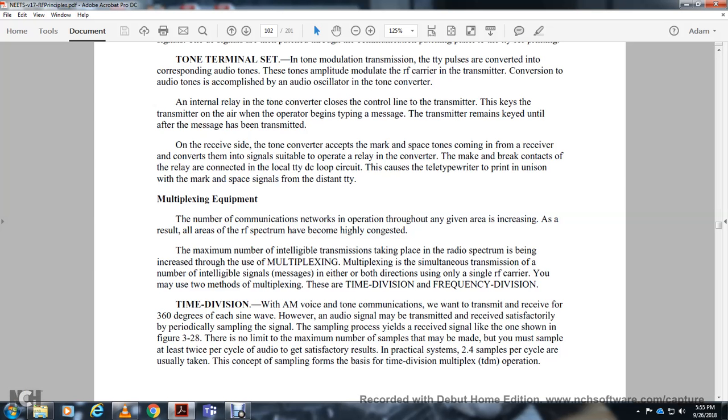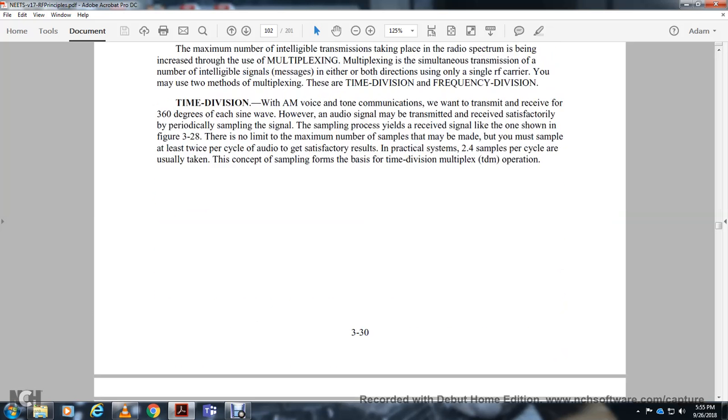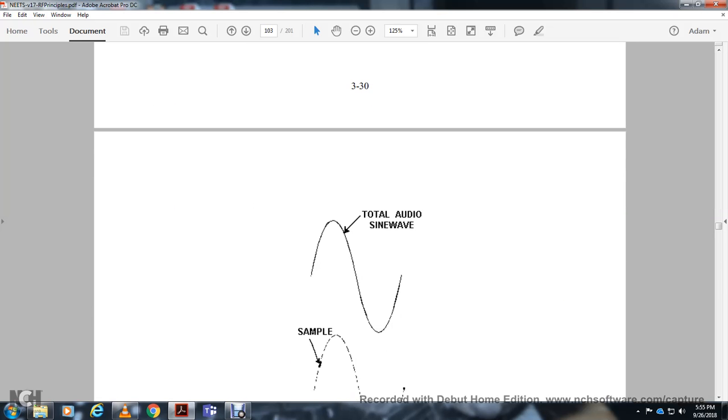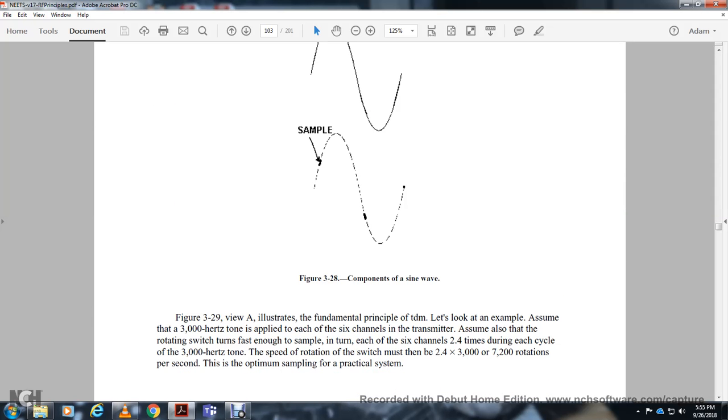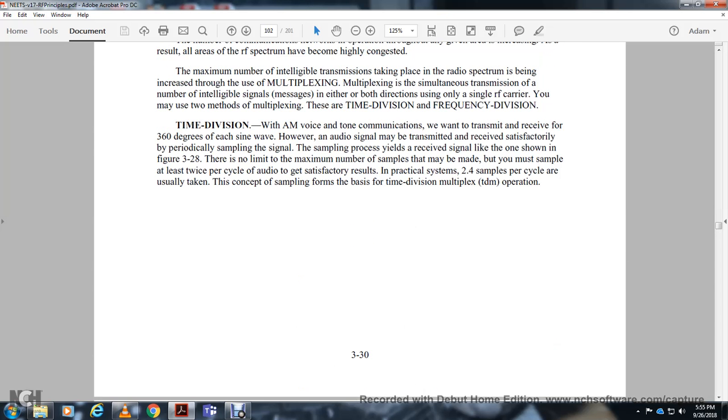There is no limit on the maximum number of samples that may be made, but you must sample at least twice per cycle of the audio to get a satisfactory result. In practical systems, 2.4 samples per cycle are usually taken. The concept of sampling forms the base for time division multiplex operation. So the total audio sine wave is sampled into components of the sine wave. Figure 3-29 view A illustrates the fundamental principle of time division.